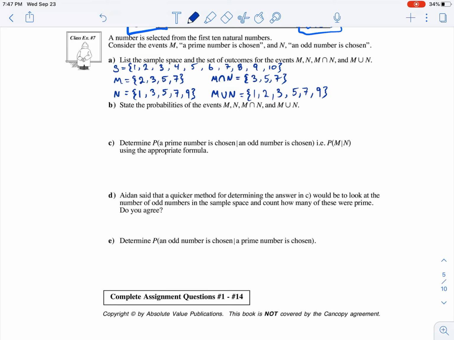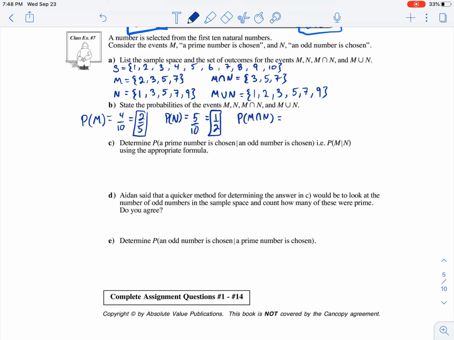So believe it or not, I think we've done the hard part by organizing all that information. So now let's state the following probabilities. Well, the probability of M occurring is equal to the number of favorable outcomes to M all over the total number of outcomes. So that's 4 over 10, right? There were 4 elements in set M. So 4 over 10, which reduces down to 2/5. 2 out of 5 chance of M occurring. The probability of N occurring, so an odd number is chosen, is 5 over 10, or 1 over 2 chance of that occurring.